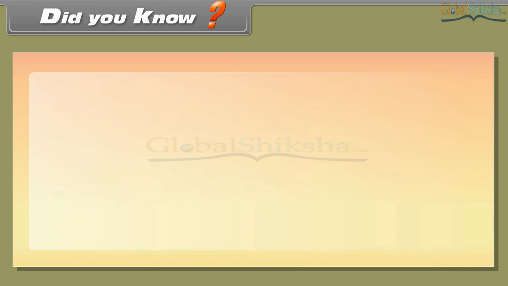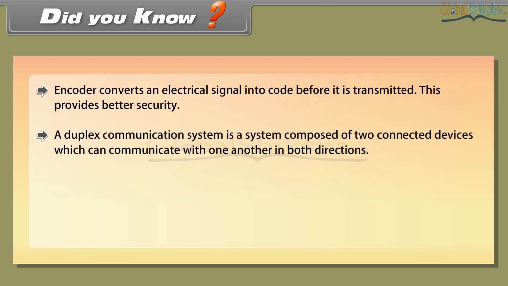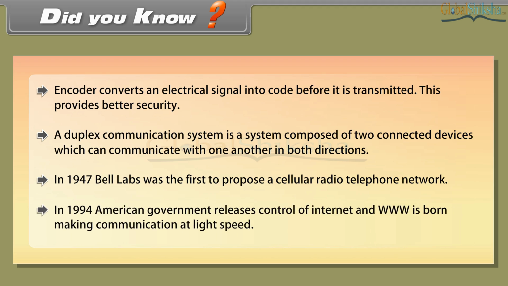Did you know? An encoder converts an electrical signal into code before it is transmitted. This provides better security. A duplex communication system is a system composed of two connected devices which can communicate with one another in both directions. In 1947, Bell Labs was the first to propose a cellular radio telephone network. In 1994, the American government released control of the Internet and the WWW was born, making communication at light speed.